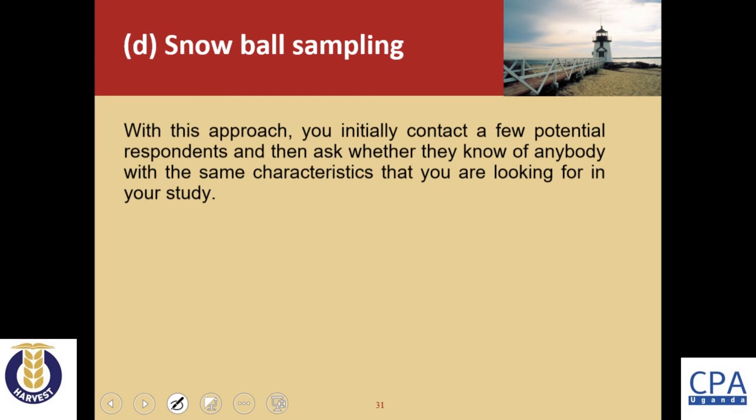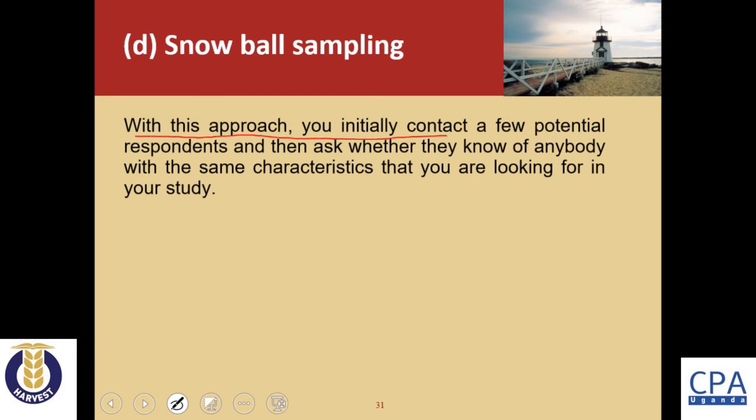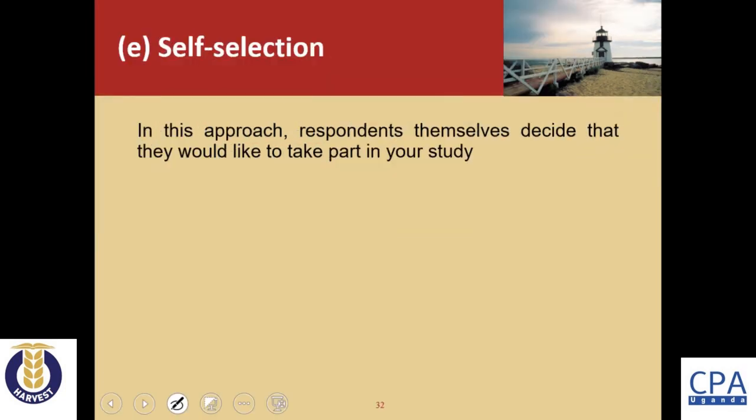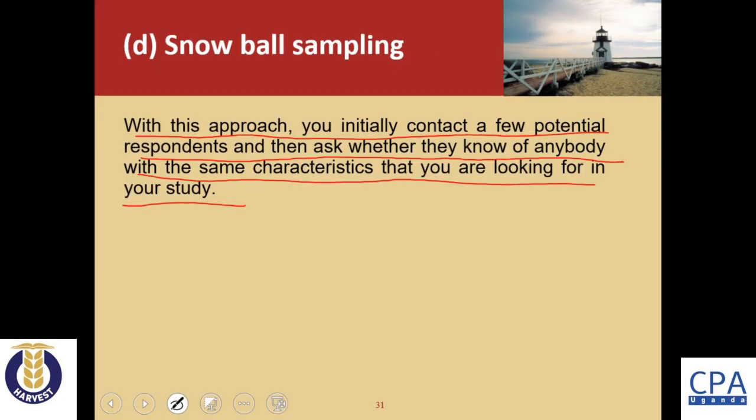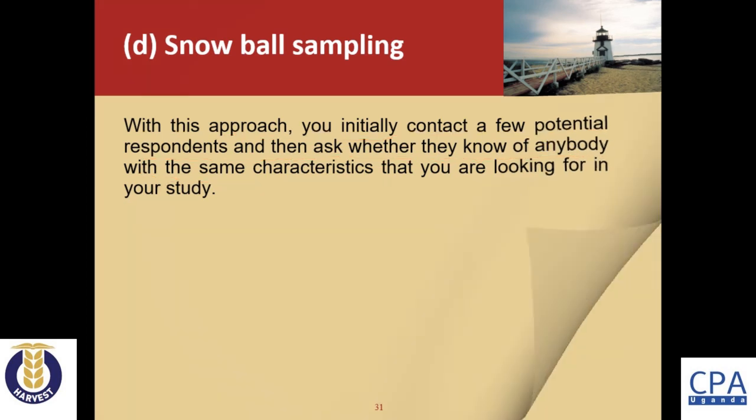With this approach, you initially contact a few potential respondents, okay? Initially contact a few potential respondents and then ask whether they know anybody with the same characteristics that you are looking for in your study. So they will give you a number of people that really have what you need, and then you can select from those submissions given to you.